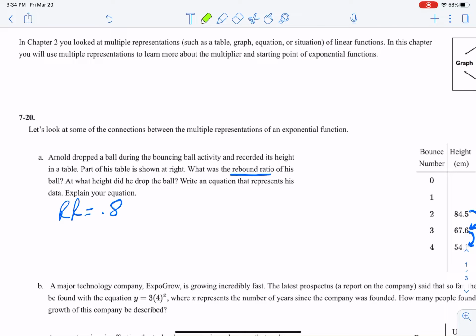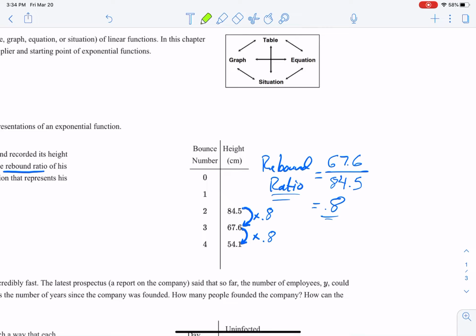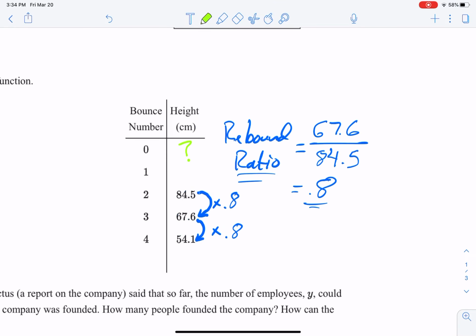At what height did he drop the ball? So now we're trying to find this value right here. But as you'll see, those numbers come before the ones that we already have, so we're going to have to go backwards. I want you to take a moment, pause the video, and try and calculate those two values. Hit play when you think you have it.